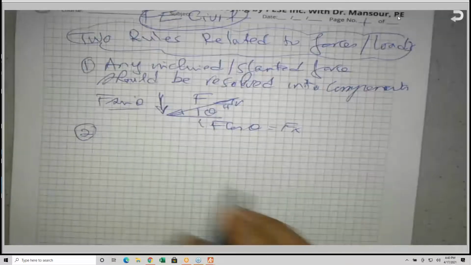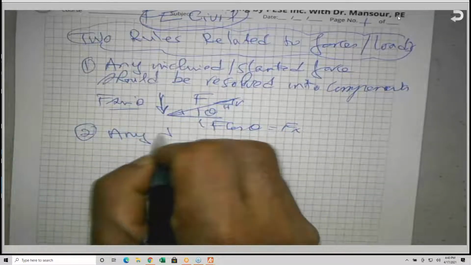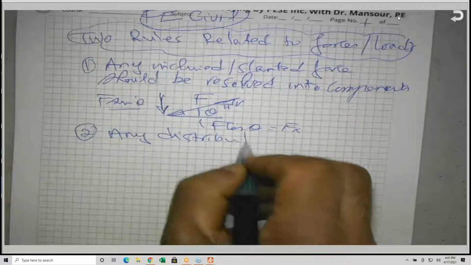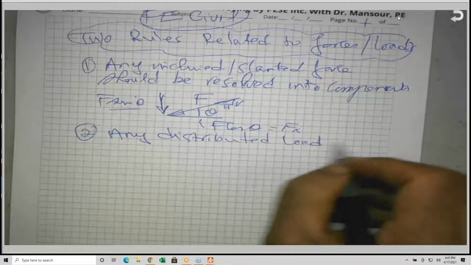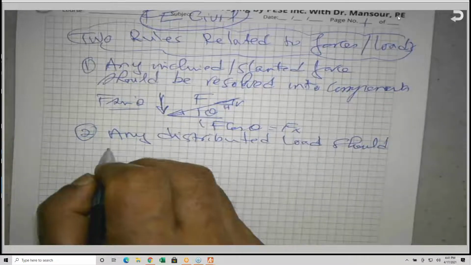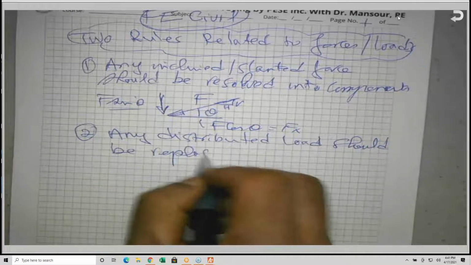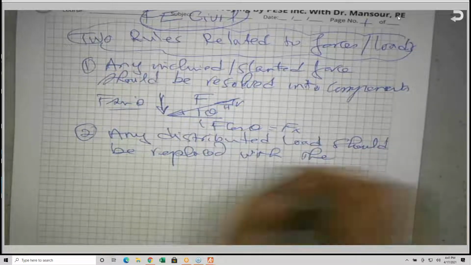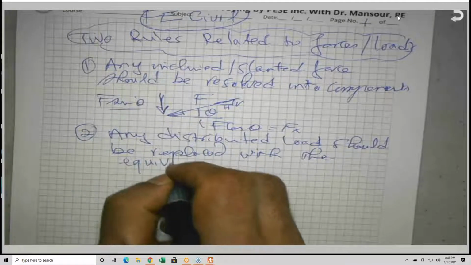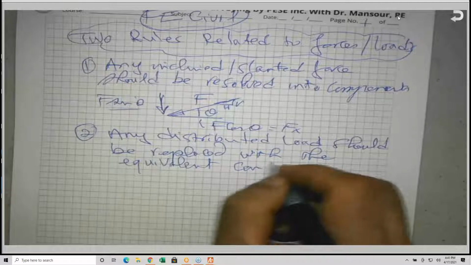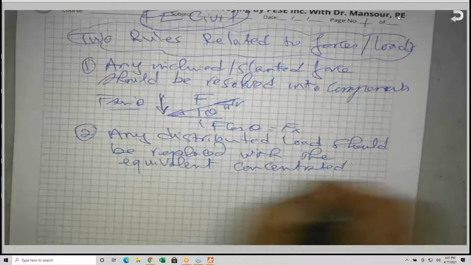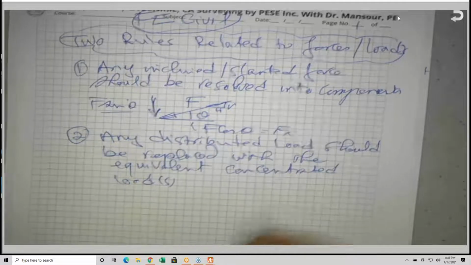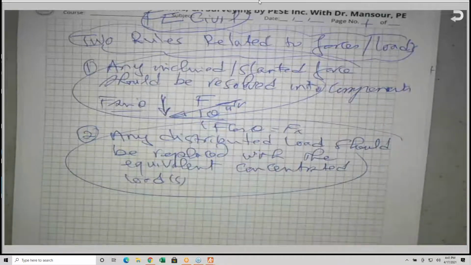The second rule that we need to remember, and we're going to see this probably today in mechanics of materials, is that any distributed load should be replaced with the equivalent concentrated load or loads. So these two rules, I need you to remember them very well, okay?